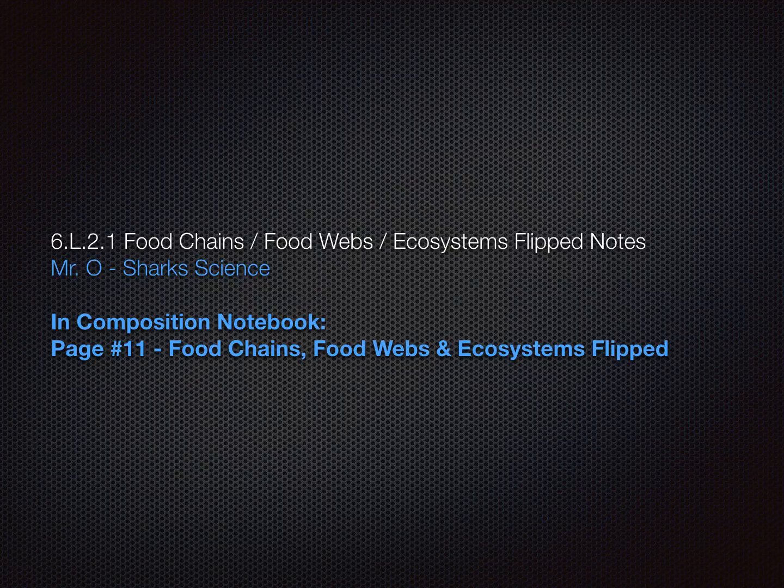Moving on with your next set of flip notes, which is the first after our flower reproduction unit and our plant processing unit. We're going to move on to something that's a little bit more familiar to you, which is food chains, food webs, and ecosystems. Something that you just got done with in fifth grade. I think you touched upon it in a few different grades, but the more you remember, the easier this will be for you. In your composition notebook, page number 11, food chains, food webs, and ecosystems flipped.